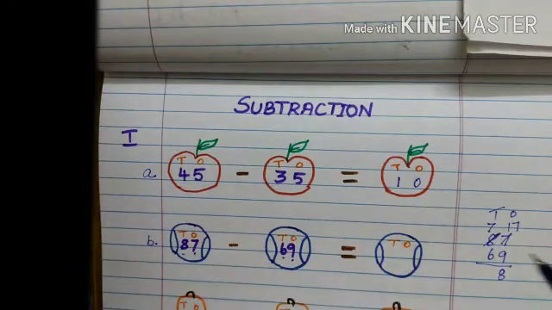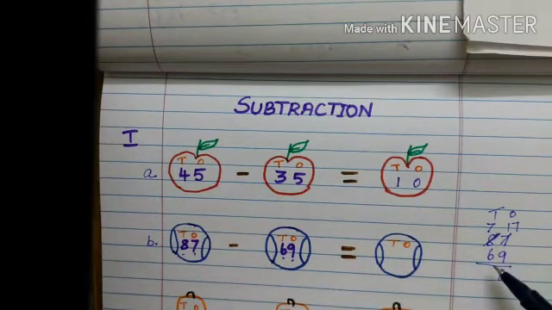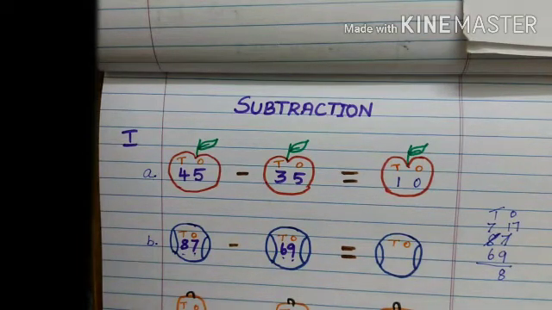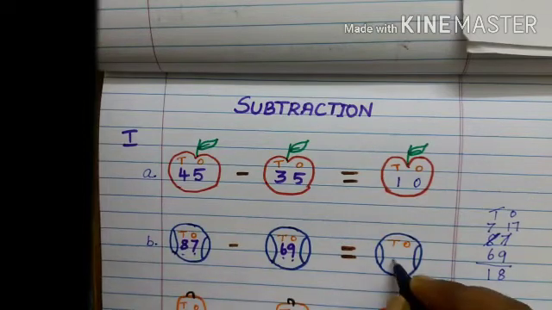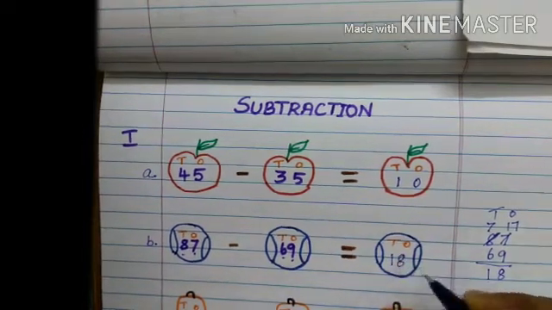The next one, tens place, 7 and 6. 7 is the bigger number and 6 is the smaller number. So 7 in the mind, 6 in the finger. Say before counting 6, 5, 4, 3, 2, 1. So you get the answer 18. 1, 8, 18.